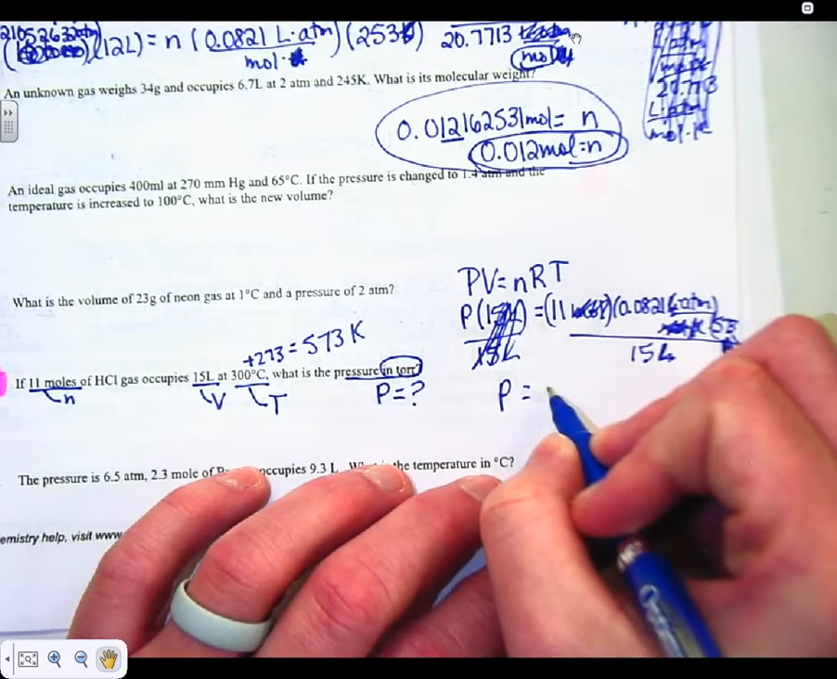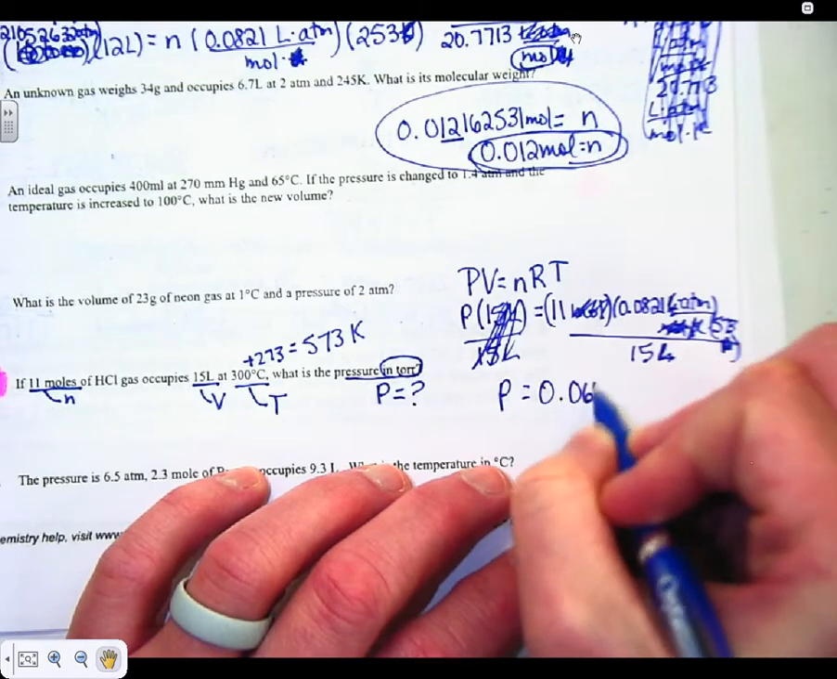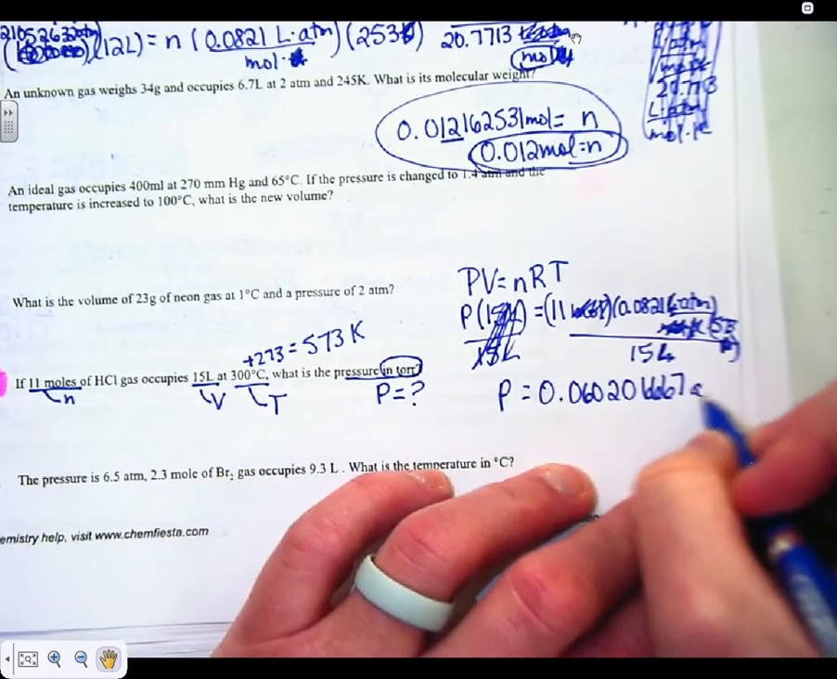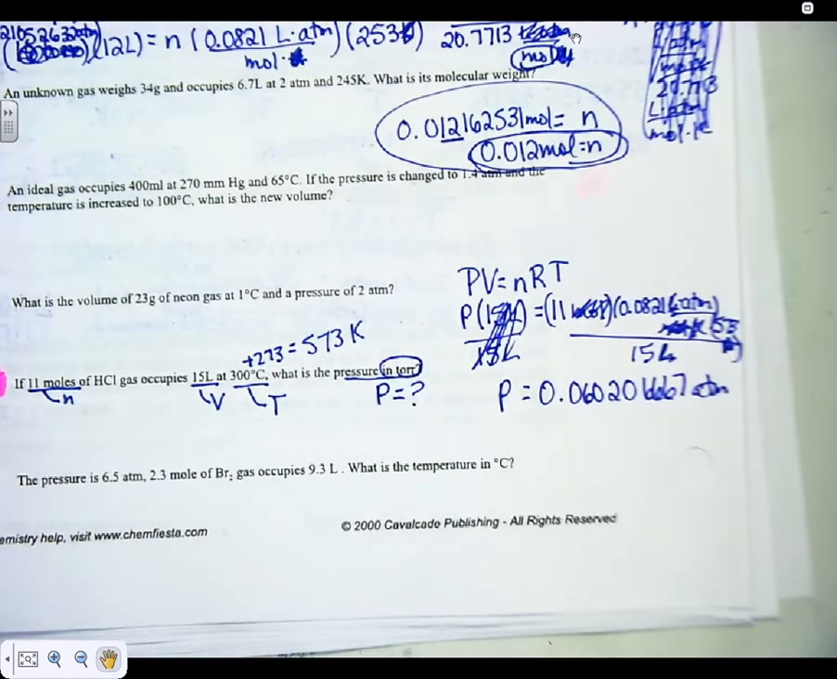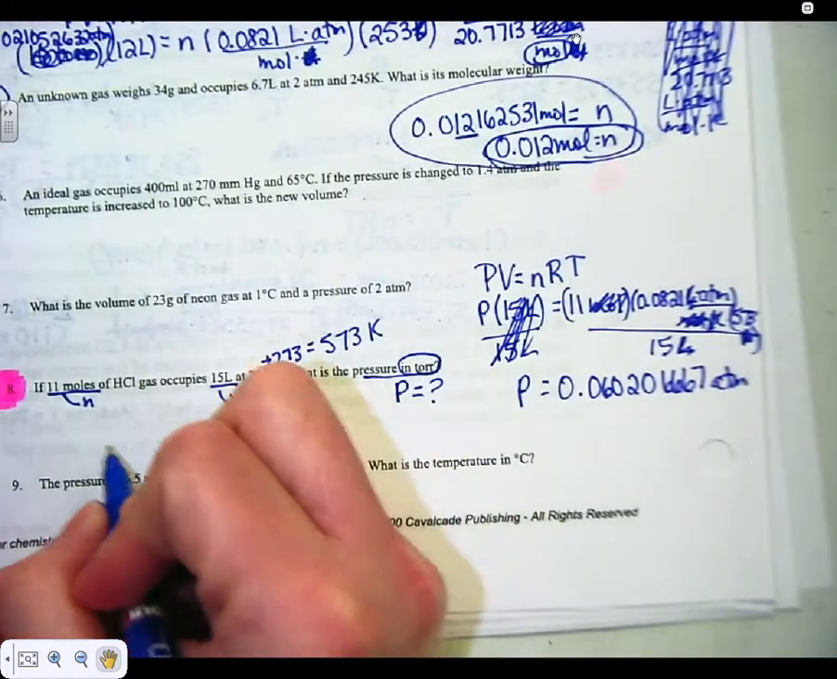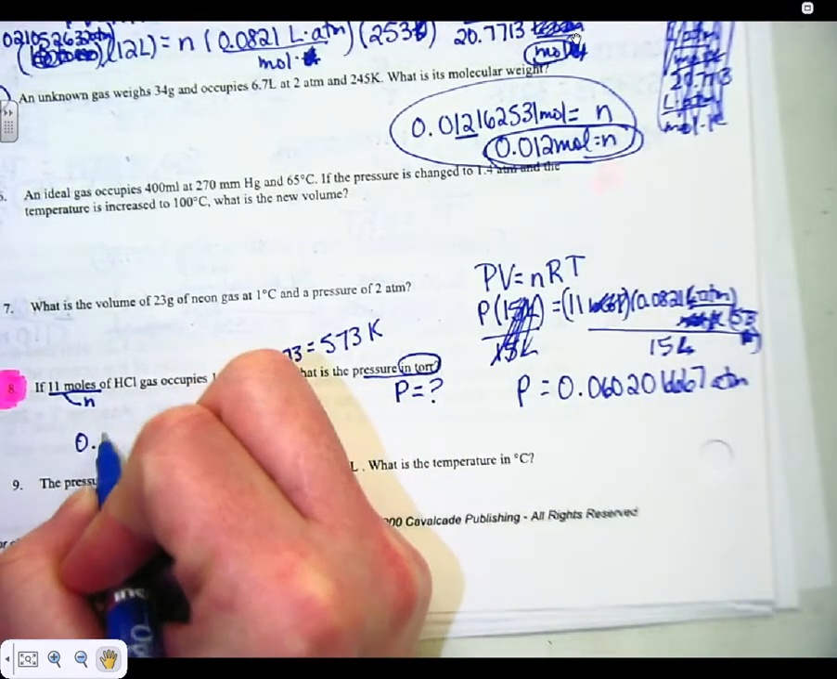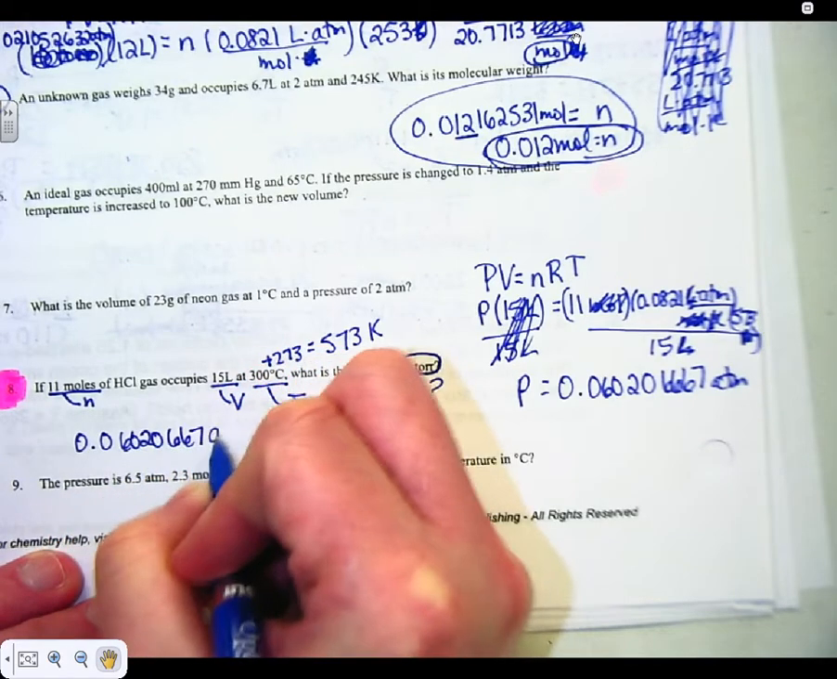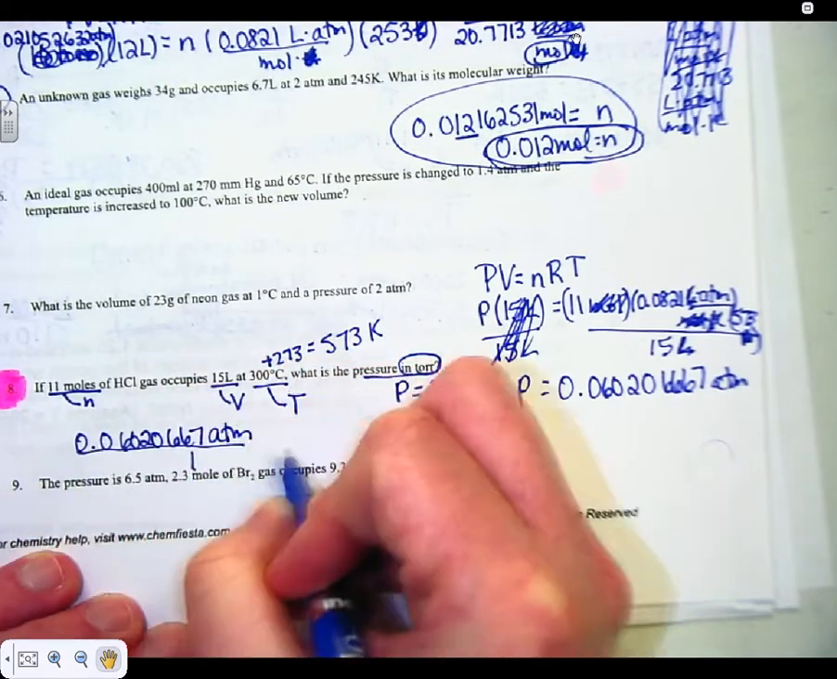And I get 0.060206667, and that's atmospheres. Now, if I could leave my pressure in atmospheres, I would be done right there. But since it is asking me for the pressure in torr, we're going to use that relationship. 1 atmosphere is 760 torr. So I'm going to take my P, which is 0.060206667 atmospheres, and put it over 1.